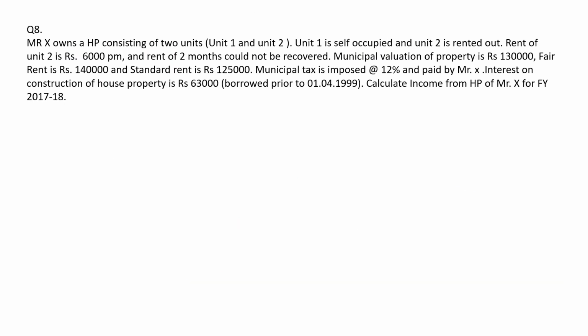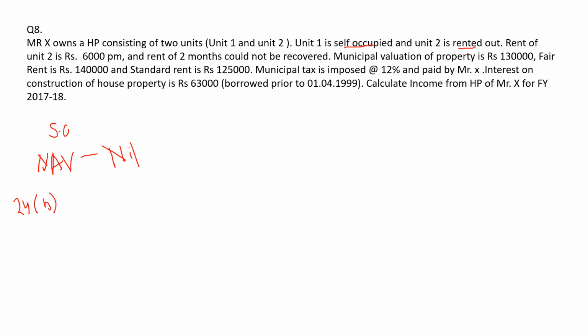See, in this question, Mr. X owns a house property consisting of Unit 1 and Unit 2. Unit 1 is self-occupied and Unit 2 is rented out. We know that for self-occupied property we do not need to find the NAV, as the NAV is nil. But we get a deduction under section 24A, which is 30% of nil, so it will be 0 only.